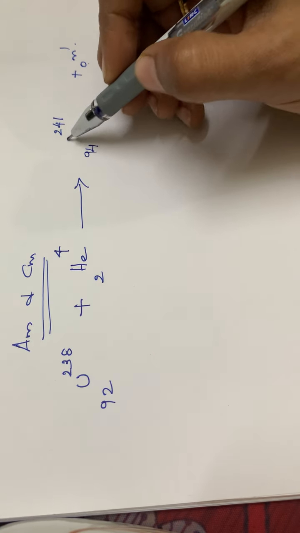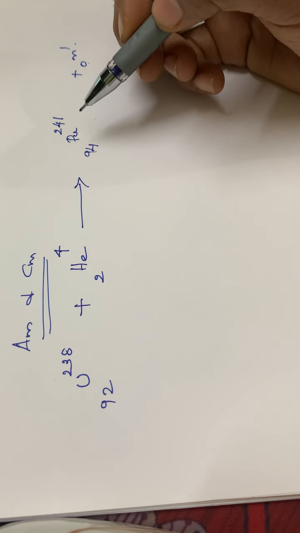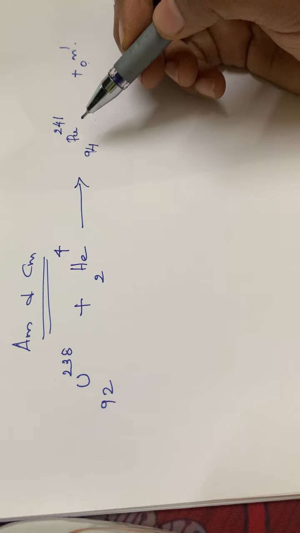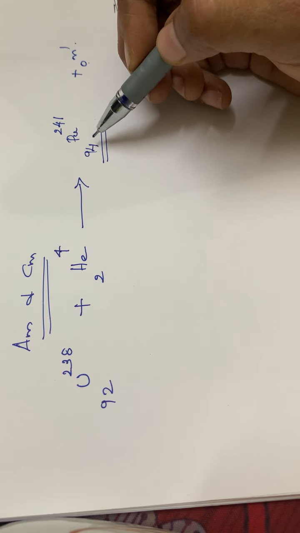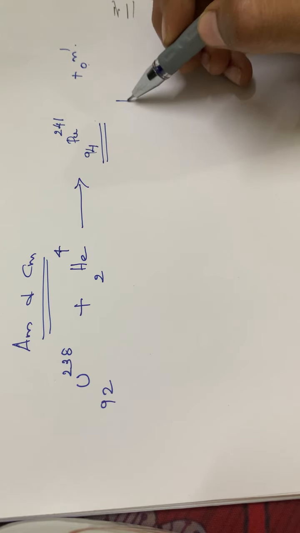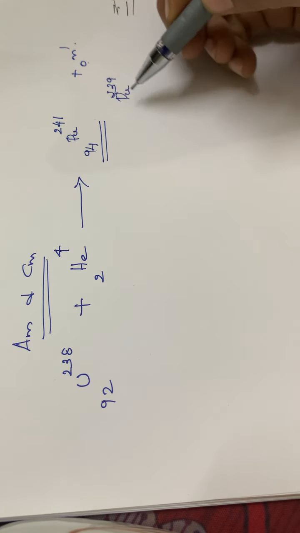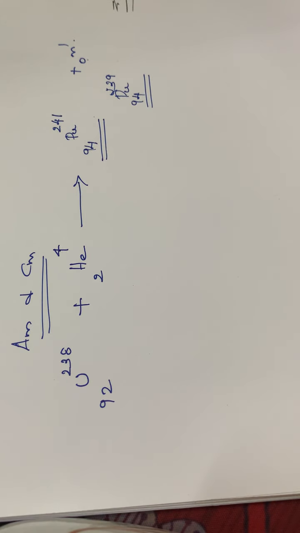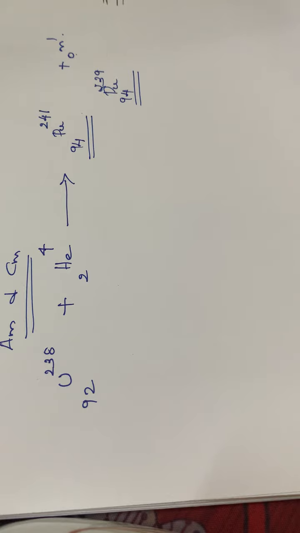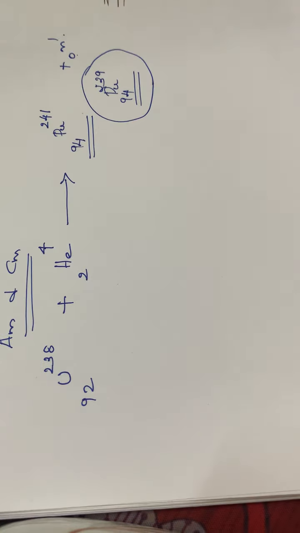So this element 94 will be plutonium. So we get plutonium-241 (94), and also one more isotope, plutonium-239 (94), will be obtained during this bombardment. And from this plutonium we will have americium as well as curium.